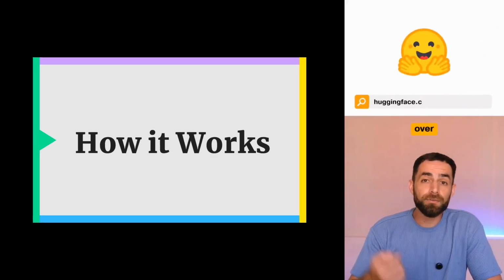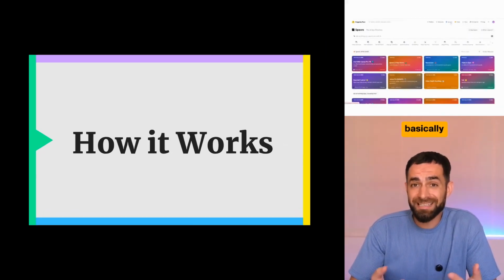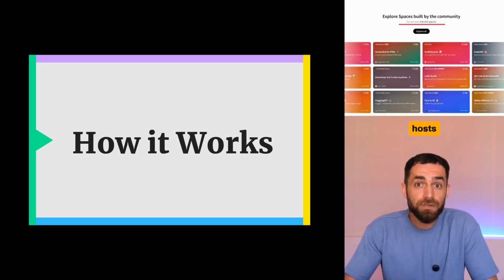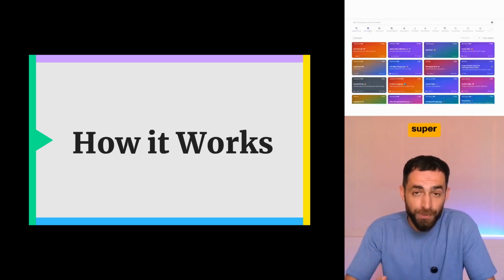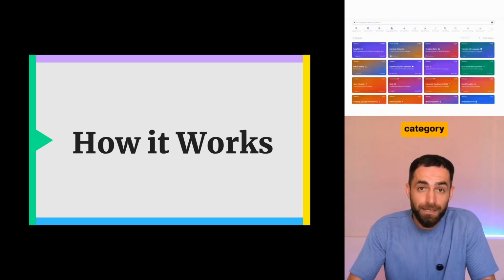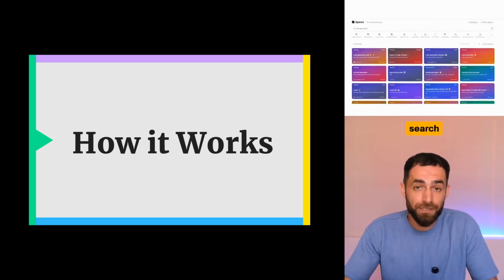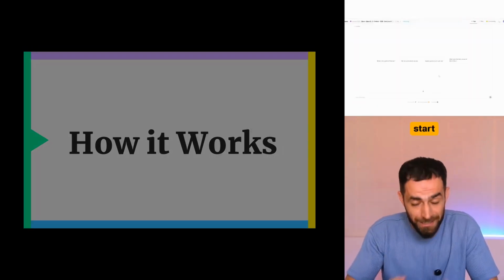Here's how it works. Head over to Hugging Face and click on Spaces. Spaces are basically AI apps, and Hugging Face hosts over 500,000 of them. And now they made it super easy to find the perfect AI tool for you. You can either search by category or type what you need in the search bar to get hundreds of results. Click on any AI tool and start using it.